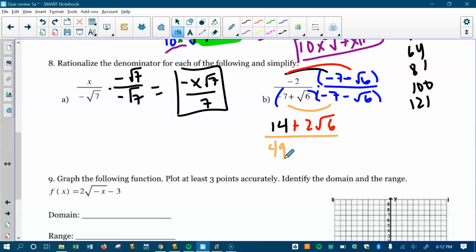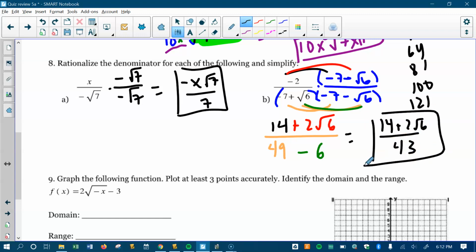And then we also get root 6 times negative root 6, and root 6 times negative root 6 is minus 6. And if I subtract on the bottom, I end up getting 43. And that's my final answer. Nothing else I can do. I can't add the top because there are no like terms.